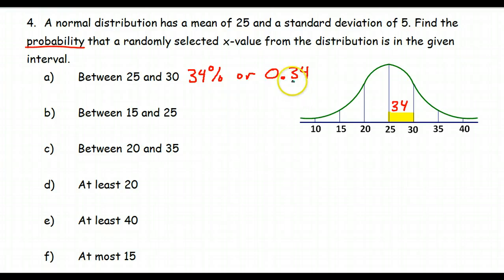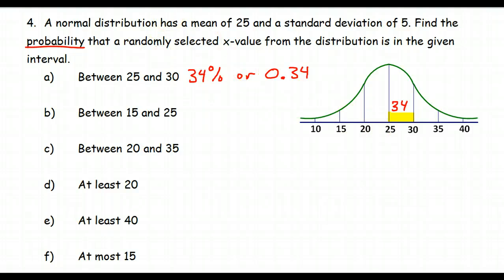And don't be thrown when you see 0.34 and you're looking for 34%. These are the same. You just move that invisible decimal that begins here two times to the left, and take away the percent symbol, and that's how you do it. Okay, so in this lesson, I'm going to write them both ways. Moving on, between 15 and 25.